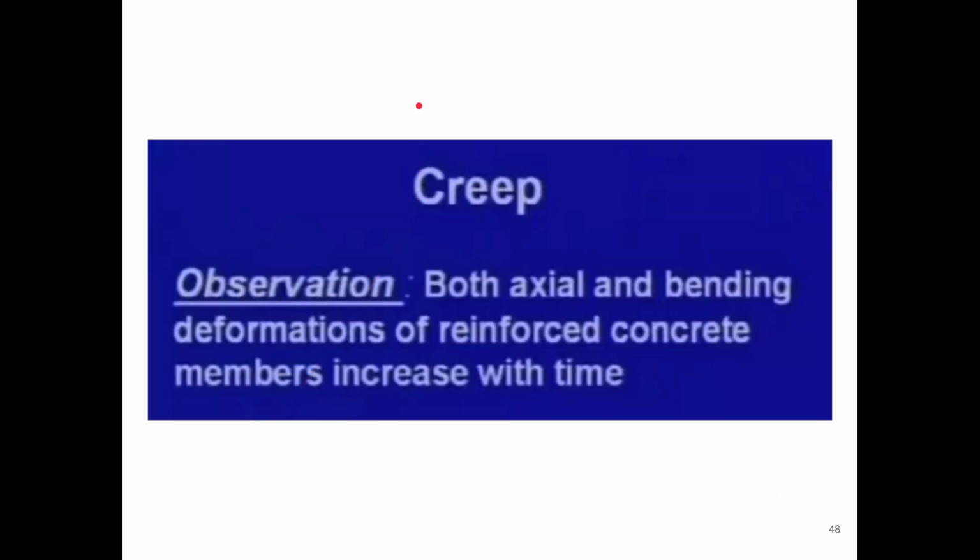Apart from that, there are a few more terms which we will be considering in design. One is creep. Creep is basically the time dependent deformation, which is gradually decreasing in nature, and we will see now how it is formed. The observation is that both axial and bending deformations of reinforced concrete members increase with time. That is obvious: due to various loads, the axial and bending deformations of RC members will definitely increase with time.